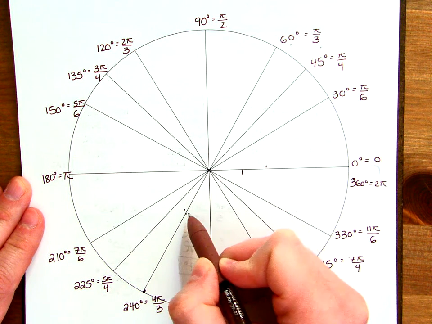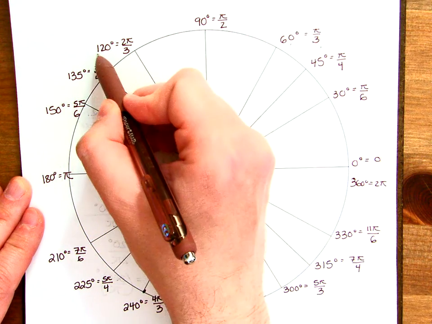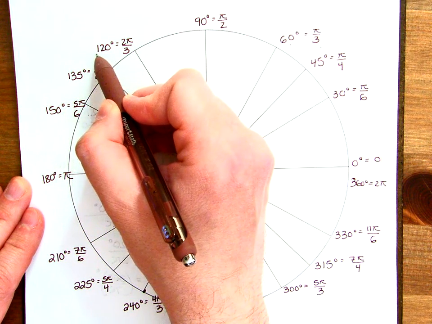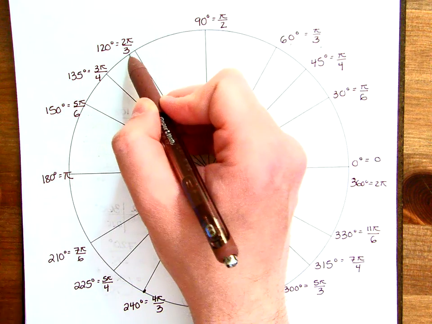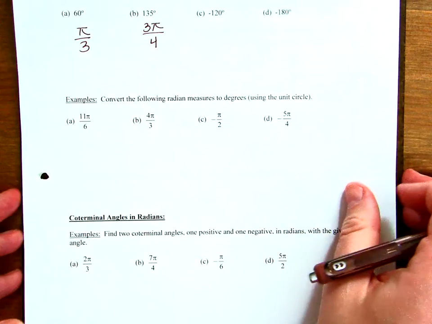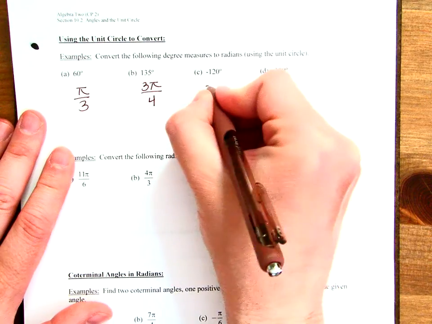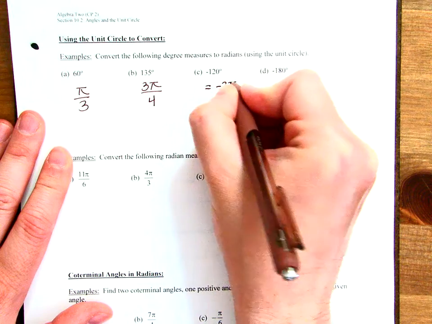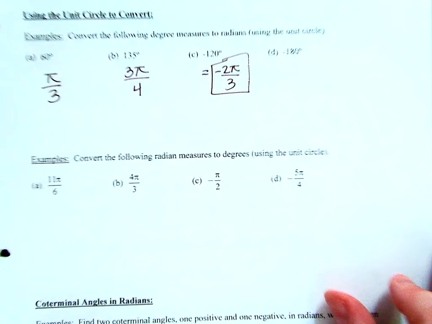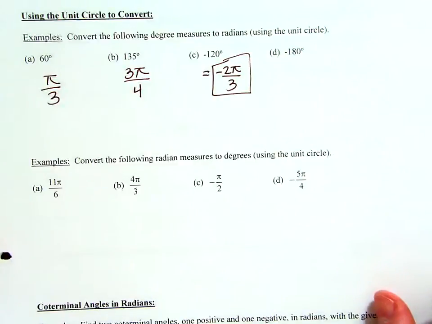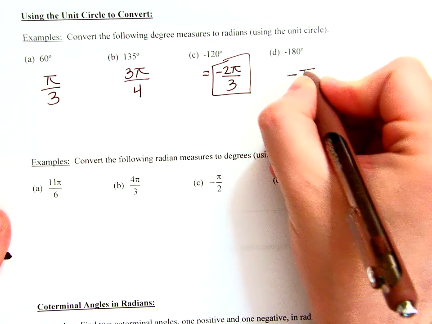It's actually really easy. I was starting with 120 and just said negative 120, so my radian answer is going to be 2 pi over 3. I'm just going to call it negative 2 pi over 3. Negative 120 degrees is negative 2 pi over 3. Really? Just ignore the negative. Convert your 120 and stick a negative on your answer. You go convert negative 180. Should be negative pi.